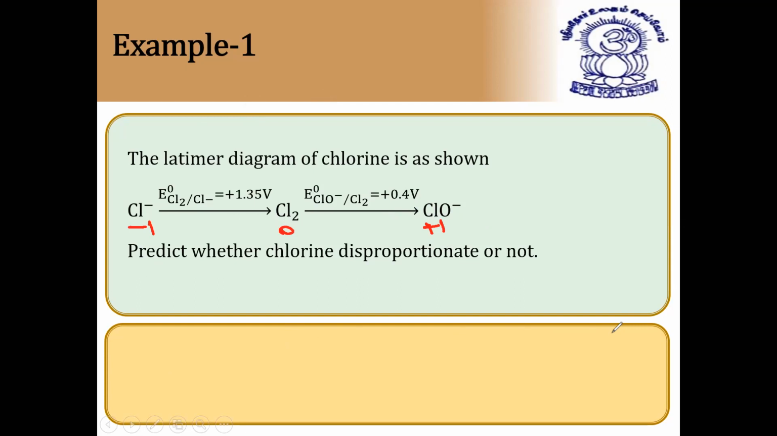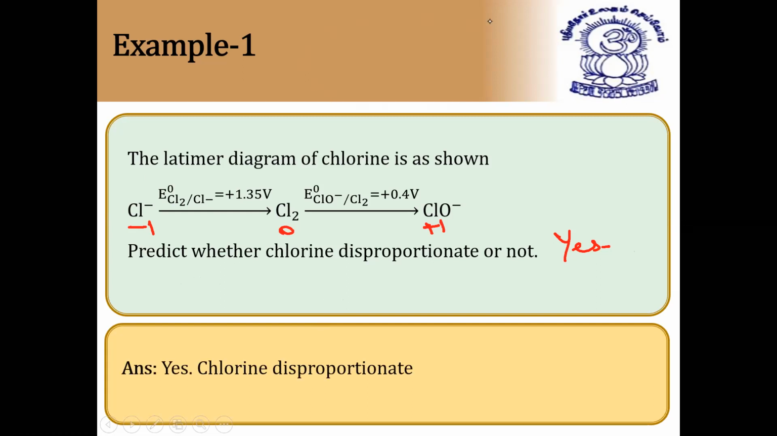Predict whether chlorine disproportionates or not. Yes, it is disproportionation, because the positive is nothing but ClO minus changing to Cl2, which is plus 0.4, and the negative is plus 1.35. I hope it is simple. If you see, minus 1 changes to 0, it is an increase in oxidation number. Then 0 to plus 1 is also an increase. So it is undergoing a disproportionation reaction.